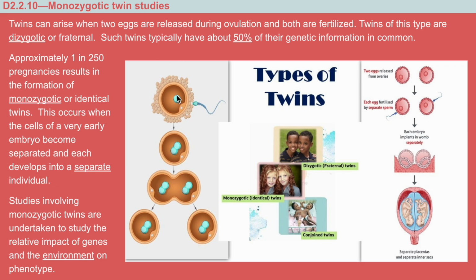On the other hand, about 1 in 250 pregnancies results in the formation of monozygotic or identical twins. This occurs where we have one fertilized egg, but very early in development, it splits and each of those forms an individual, and they're therefore going to have the same DNA. And so we can do studies with these monozygotic or identical twins to see how the environment has affected them over their lifetime.